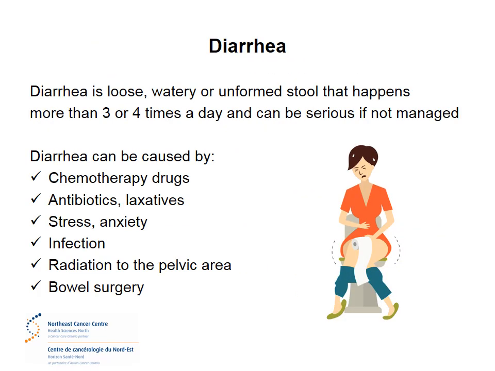Diarrhea is loose, watery, or unformed stool that happens more than 3 or 4 times a day and can be serious if not managed. Diarrhea can be caused by chemotherapy drugs, antibiotics and laxatives, stress and anxiety, infection, radiation to the pelvic area, or bowel surgery.